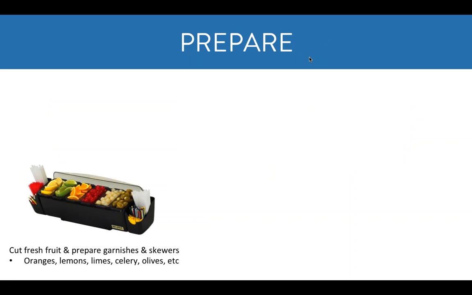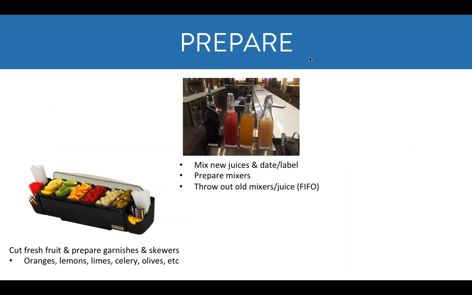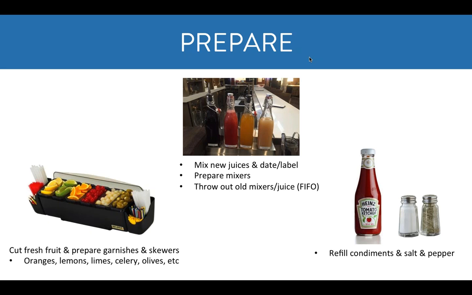Next, you should start preparing things. So you should cut fresh fruit or prepare the garnishes and skewers. You should mix new juices and prepare those mixers. And if you don't already, it's really important that you date and label all of your juices and throw out the ones that are old. And you can follow FIFO, which is first in, first out. Next, you should refill all the condiments and salt and pepper and set them out in their appropriate places.